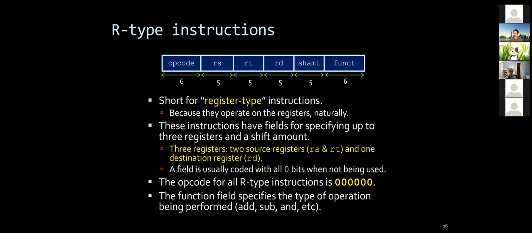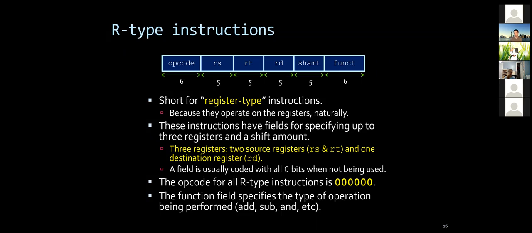Oh yeah, sorry, I answered David's question. How do we differentiate I-type and J-type? We just look at the opcode. The opcode that belongs to the J-type has only a few values, right? And we see those values later on. So we know that's a J-type. And you look at the opcode. But for R-type, the opcode is all just zeros.